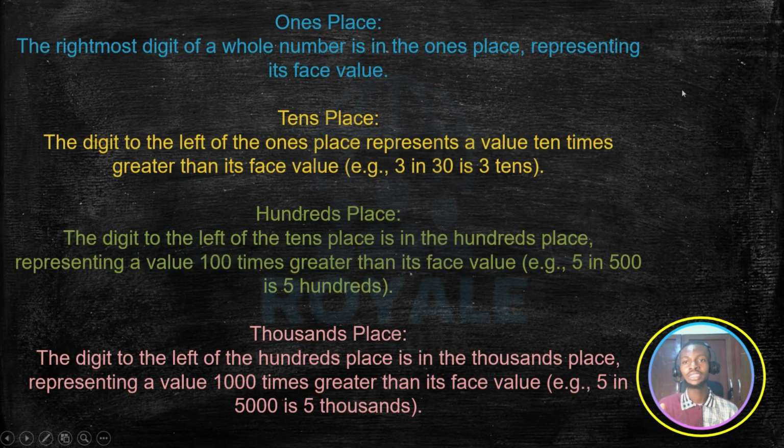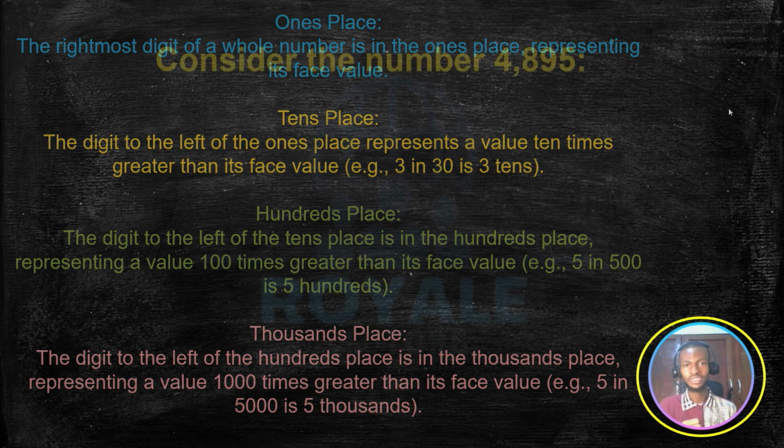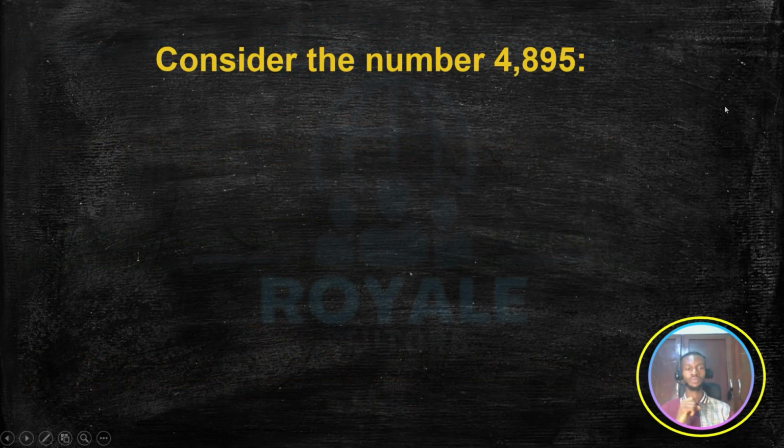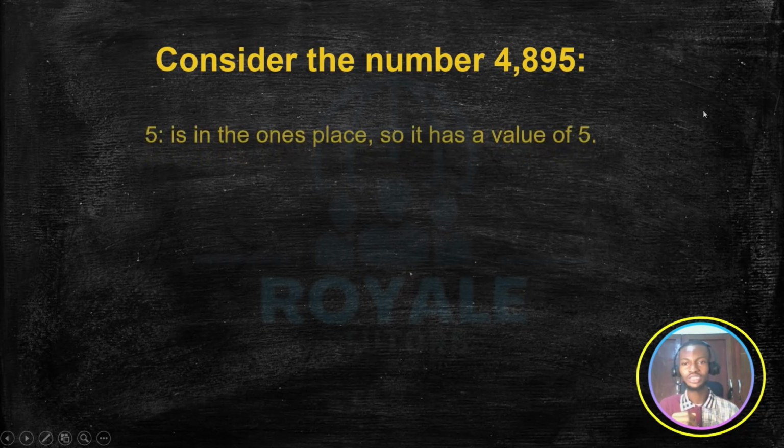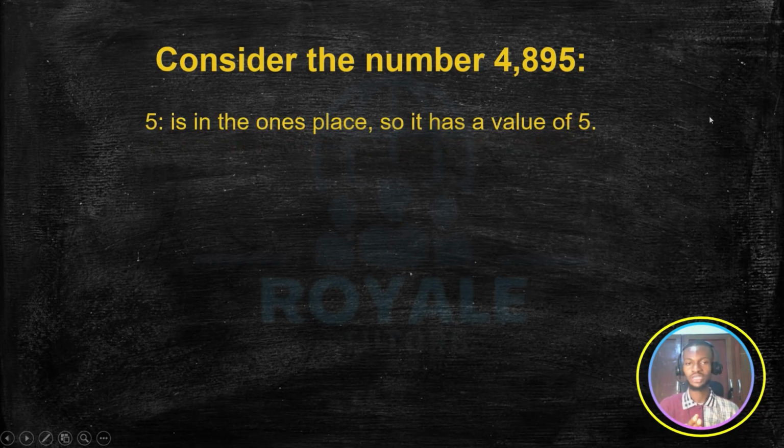So you can read this: the rightmost digit of a whole number is in the ones place. The next digit after the ones is the tens, the next one after the tens is the hundreds, and after the hundreds we have the thousands. Consider the number 4,895. What can you see in this number? You can see that 5 is in the ones place. So it has a value of 5 because it is just an individual unit.